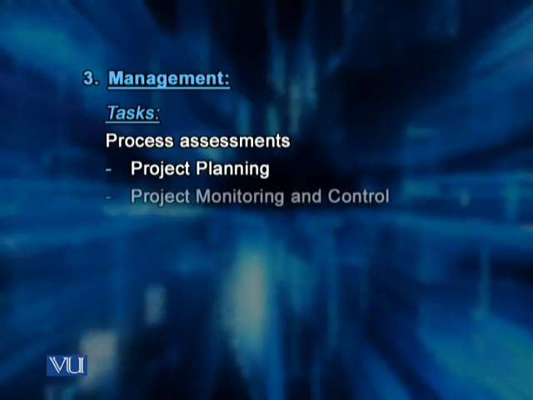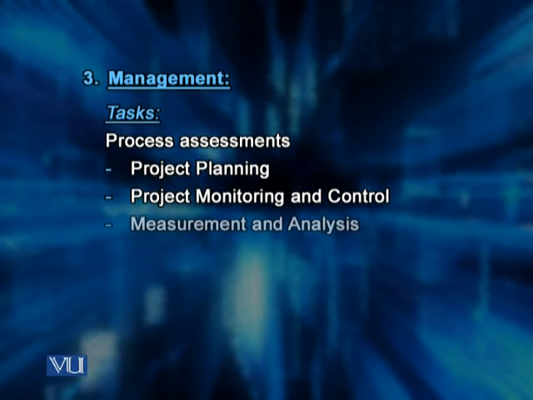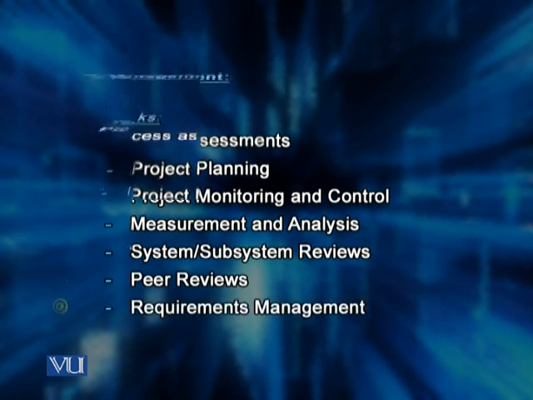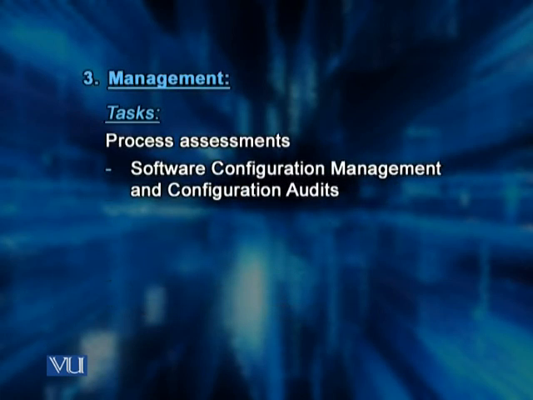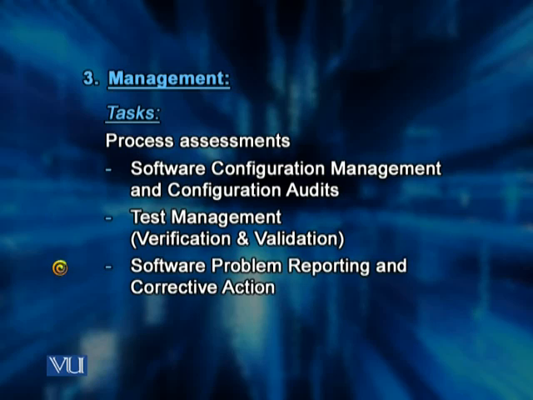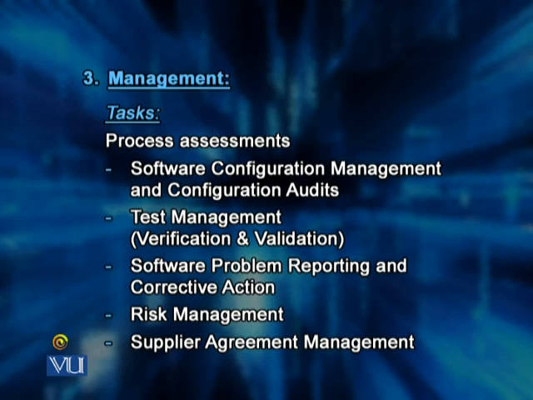project planning, project monitoring and control, measurement and analyses, system or subsystem reviews, peer reviews, requirements management, software configuration management and configuration audits, test management, that is V&V, verification and validation, software problem reporting and corrective action, risk management, and supplier agreement management. So these activities can be included in the task subsection of the software quality assurance plan.